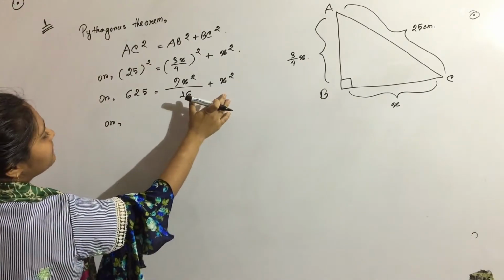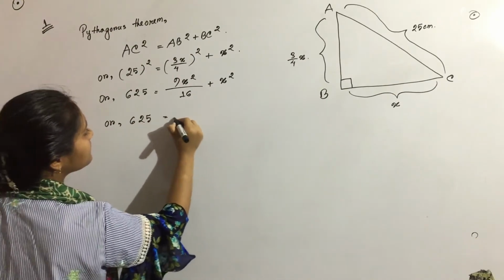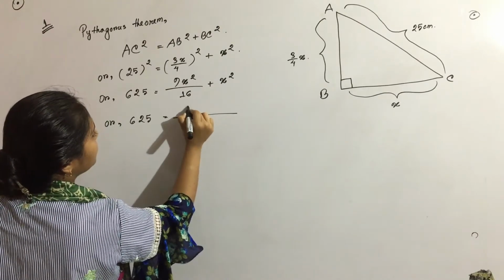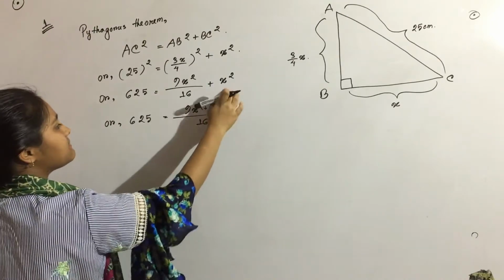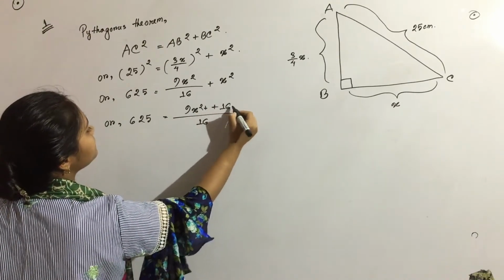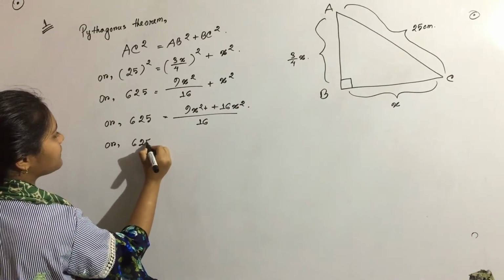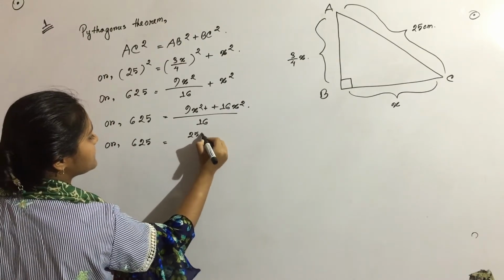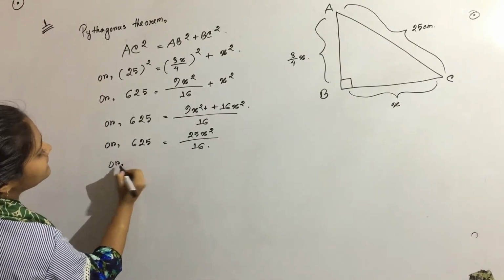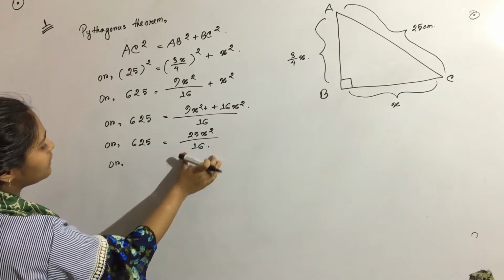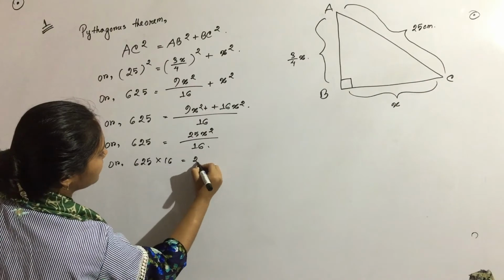Now we will add x square plus 9x square by 16. The 9x square plus, this denominator will be multiplied by the numerator, so it will be 16x square. Or 625 equals 25x square by 16. Or we can say that this denominator, which is in division on this side, will go in multiplication. So 625 into 16 equals 25x square.